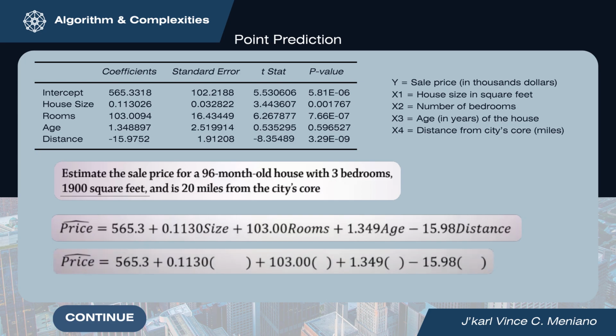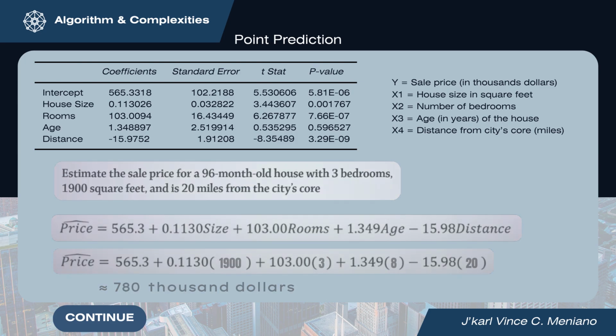The house size is 1,900 square feet and there are 3 rooms. It is 96 months old, but note that age is in years and not months, so convert the 96 months to years by dividing by 12, and that gives 8 years. The distance is in miles, so we simply enter 20 here, and the prediction is approximately 780. Since price is in thousands of dollars, this is $780,000.